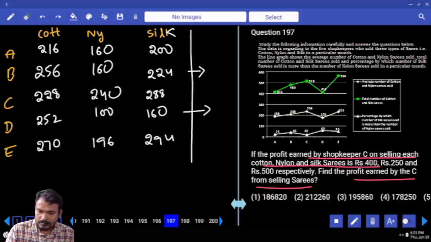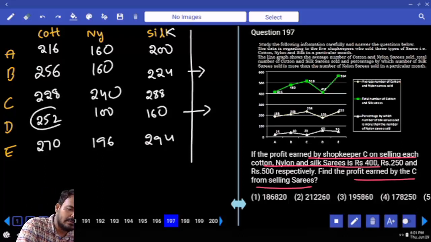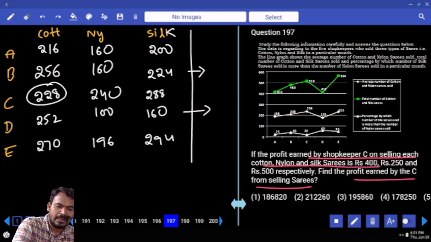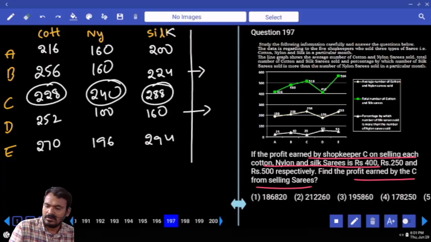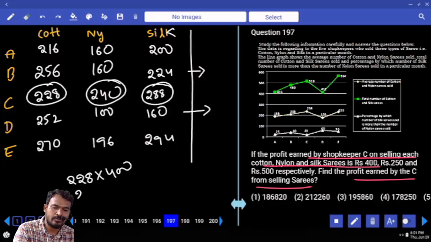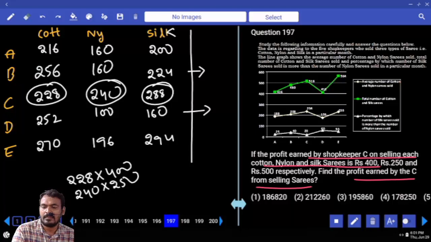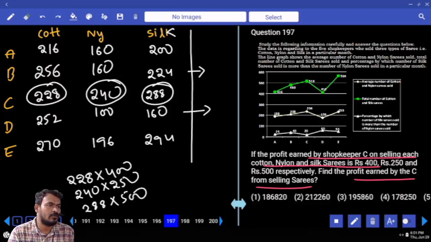First one, cotton. What is the cotton number of C? 228. Nylon 240. Silk 288. Do we require the overall profit of all the items or only one item? All the items. First, 228 into 400. Second, 240 into 250. Next, 288 into 500. Adding all these, we get the total profit value.